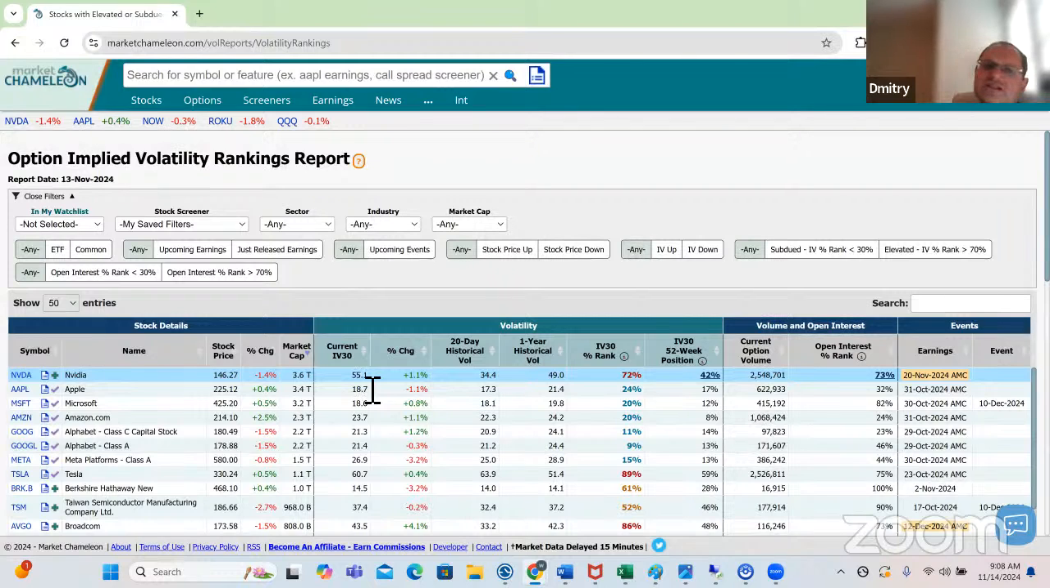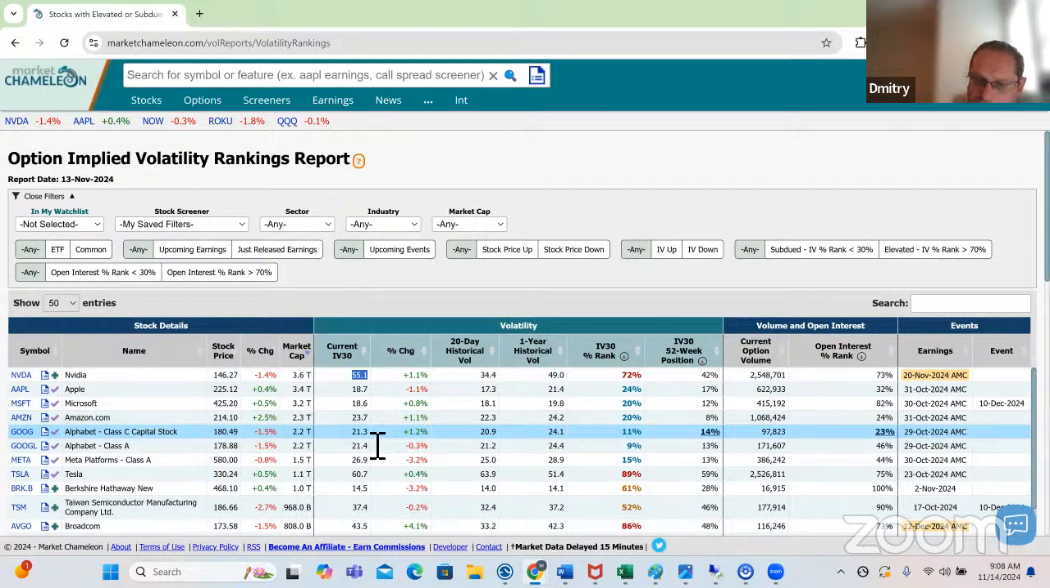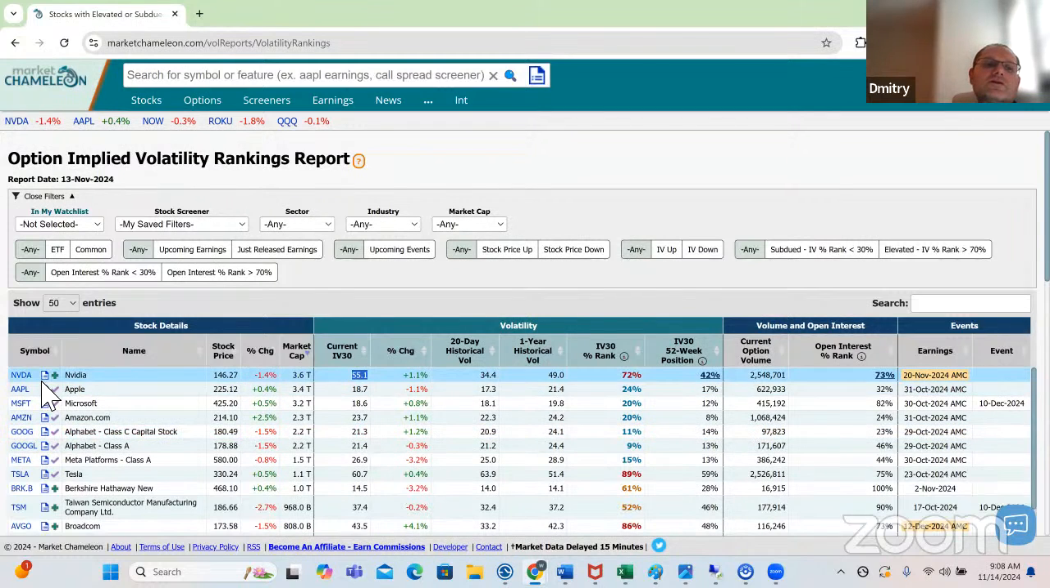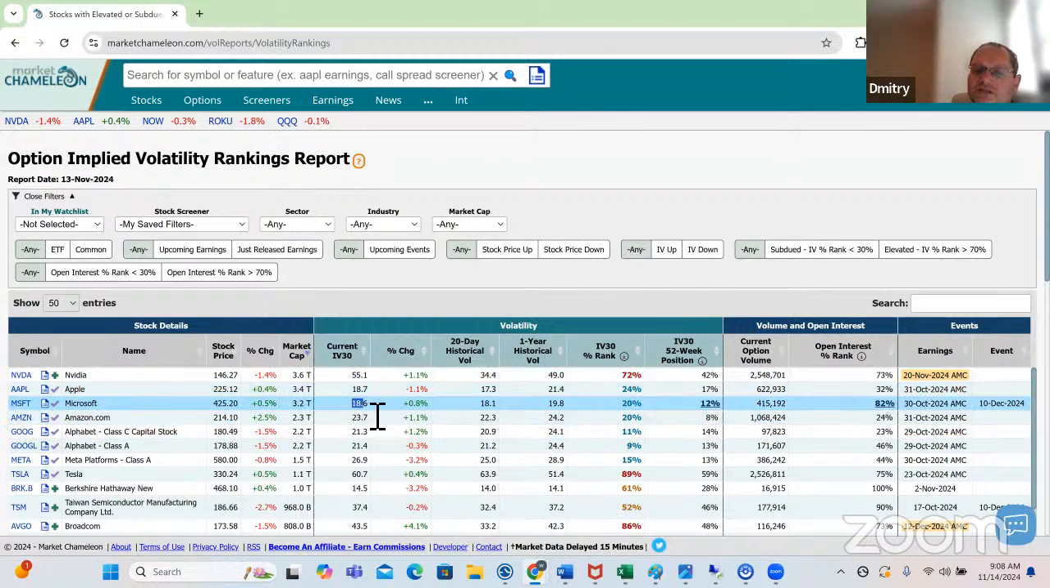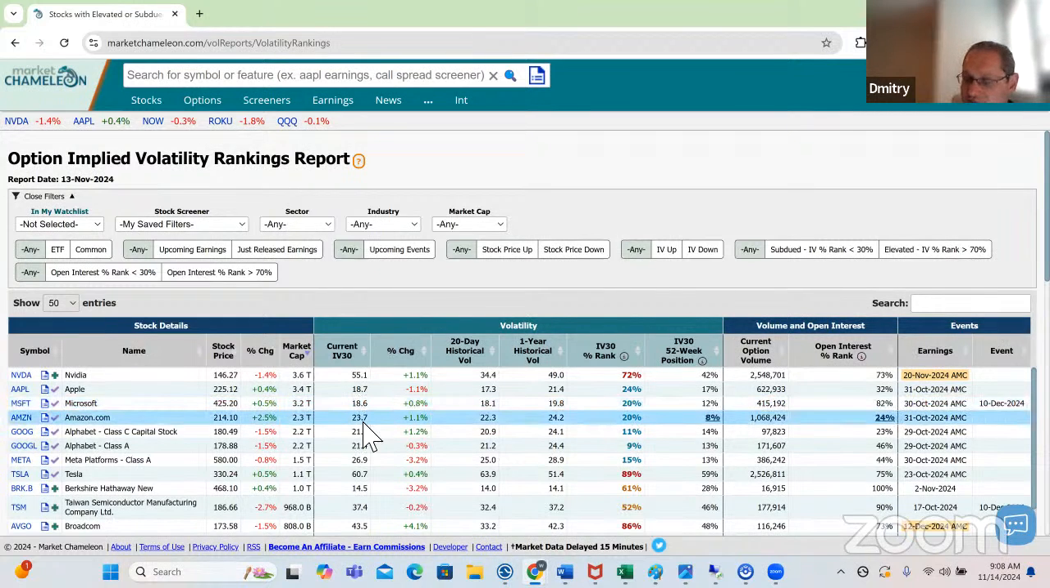So now that we have this IV30 and we understand, okay, what are we referencing here? 30-day constant maturity of options that surround the money. And we get this number. So for NVIDIA right now, it's 55. For Apple, it's 18.7. Microsoft, it's 18.6. That's the implied volatility. And now what do we do with it?